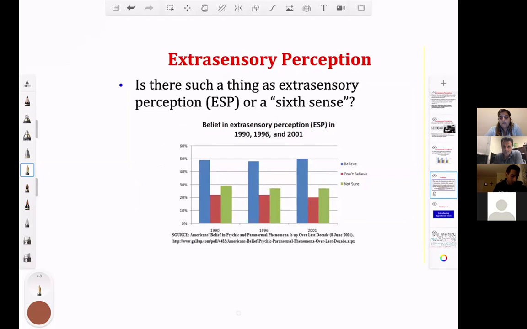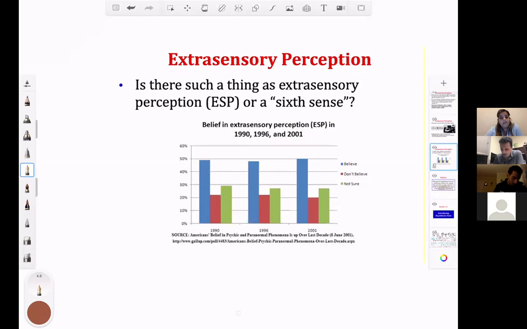Extrasensory perception. Hopefully you guys know this. Is there such a thing as extrasensory perception? Do you believe that? I don't even know what that is. Very good, so we're going to talk about it. It's a sixth sense. The definition is right here.